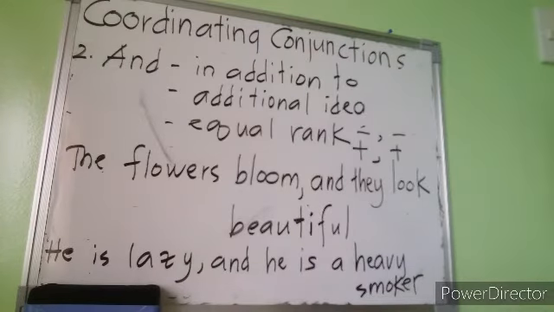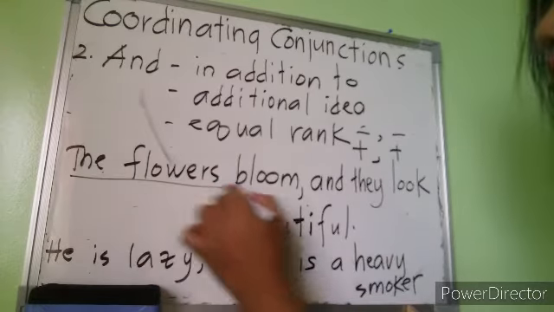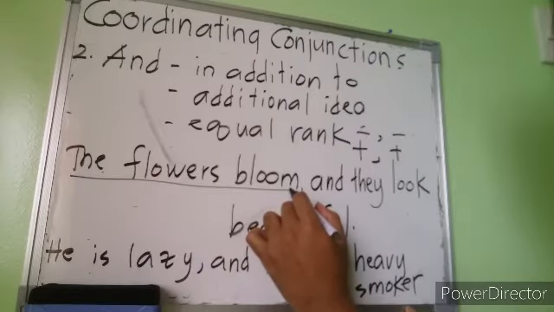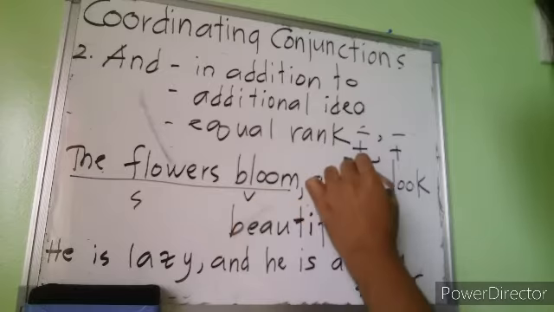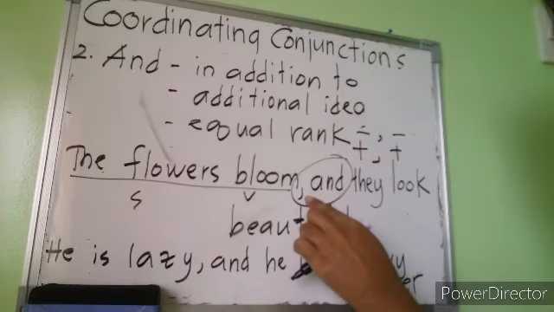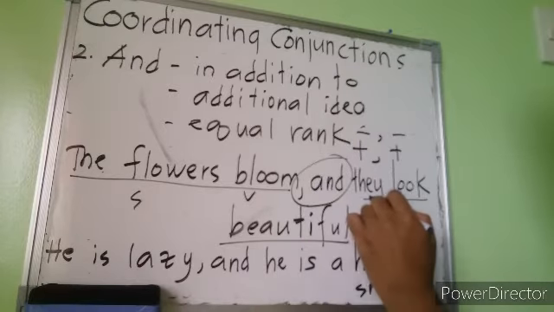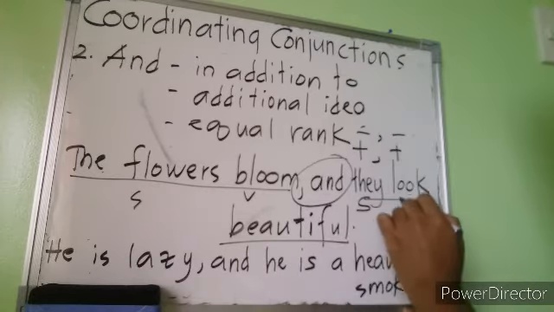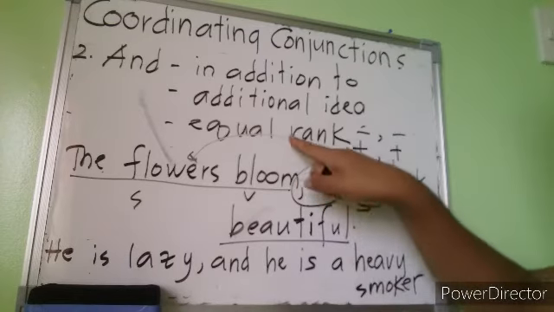So let's have the first example: The flowers bloom, and they look beautiful. The flowers bloom, that is your first sentence. So that is your subject and the verb. And your conjunction here comes after a comma. The second sentence is they look beautiful. This is your subject and this is your verb. They here is the same as the flowers, same subject. And yes, of equal rank.